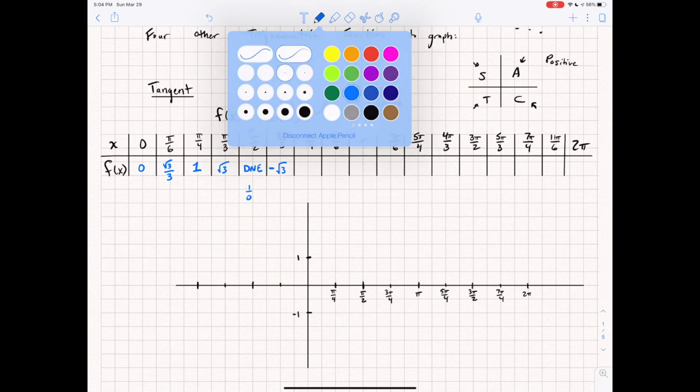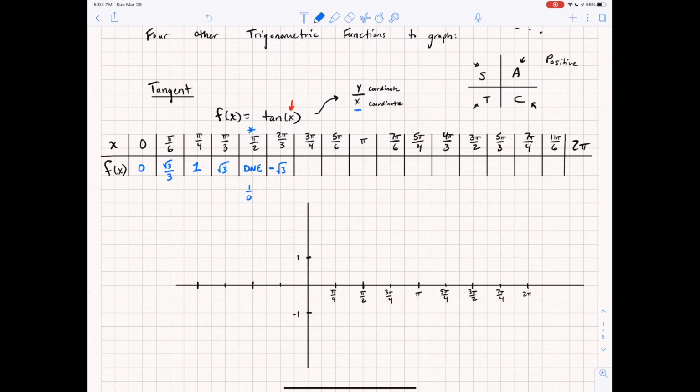Which means when I get to 3 pi over 4, this will be the same answer as pi over 4, which was 1. But because I'm in the second quadrant, this is negative. 5 pi over 6 will be the same answer as pi over 6, but again negative because of where I'm at. Now at pi, this is an interesting one because my coordinate is negative 1, 0. When I do tangent, this gives me 0 over negative 1, which is 0. I can do 0 divided by anything, that's fine.